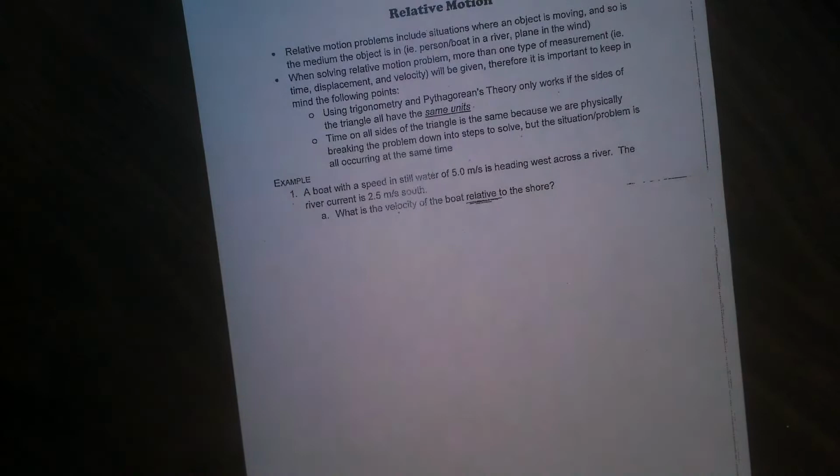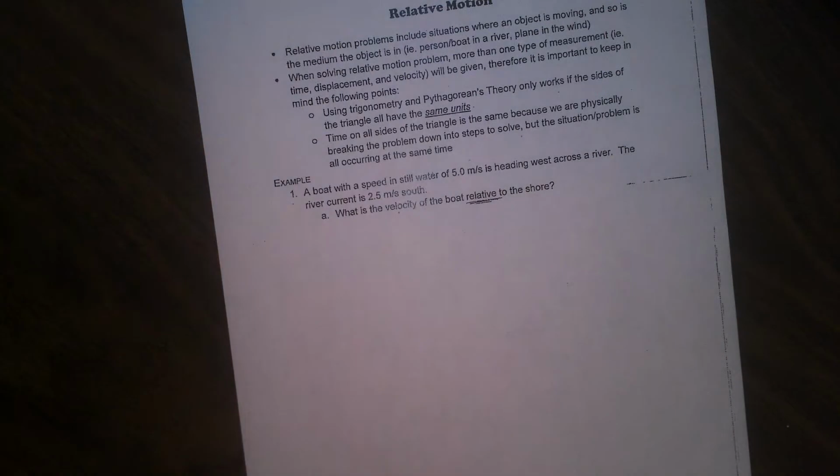So when we look at relative motion, we have to look at multiple different kinds of measurements. We're still going to look at time, velocity, and distance, but we need to make sure we understand which piece of information belongs to which character in the story. Does the information go with the boat, the shore, or the current? Okay, so we're going to use trig again, and we need to make sure we're all in the same unit. Nothing else has changed.